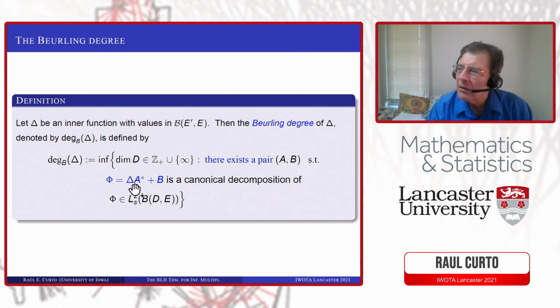All right, so given delta, I look at the phis. The phis come with a D and an E, and with a pair A and B, I look at the dimension of this D, take the infimum of all dimensions, and that's the Beurling degree.